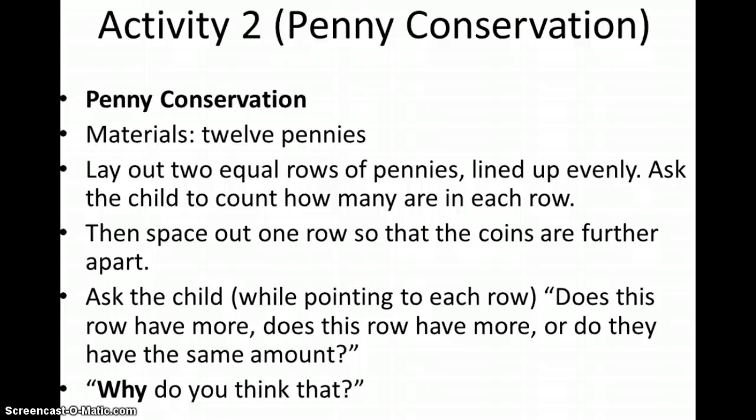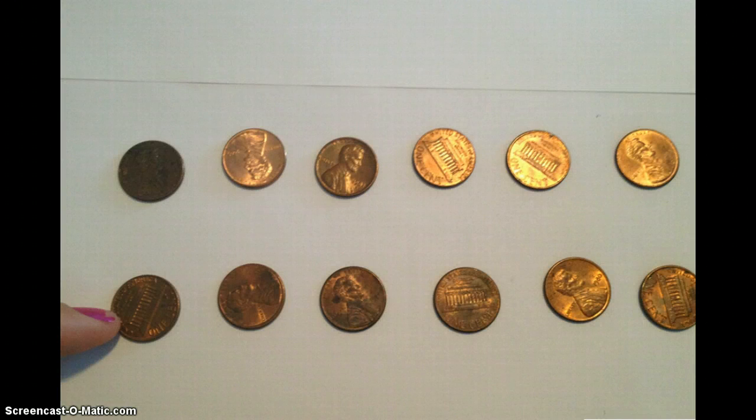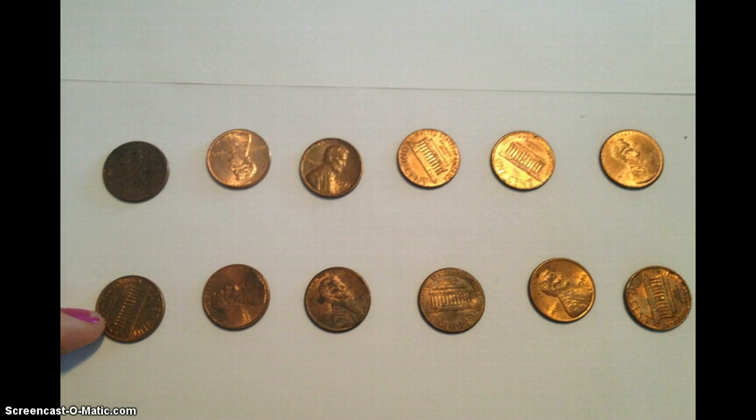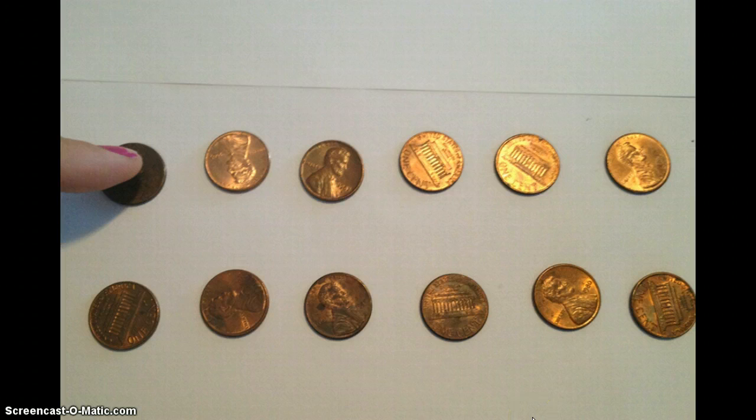The second activity is penny conservation. What you're going to do is lay out 12 pennies, so you'll have 2 rows of 6 pennies. You'll ask the child, do they both have the same? If they don't look like they have the same, you can let them touch them to make them so they feel that they are the same. So you'll say, does this row have more? Does this row have more? Or do they have the same?